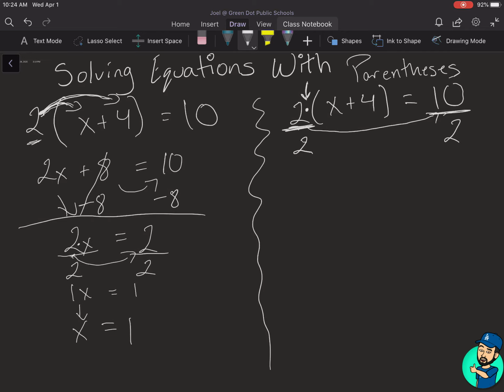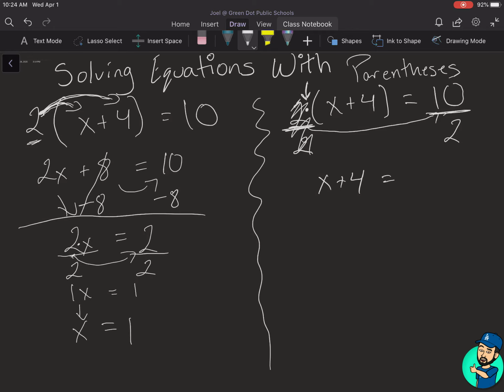What happens here is it technically cancels out. It turns into 1. But 1 times any number is just that number itself. So it technically cancels out. I'm going to bring down what's inside the parentheses, which is x plus 4. You do not need to write the parentheses anymore, because we're not going to be distributing anything.